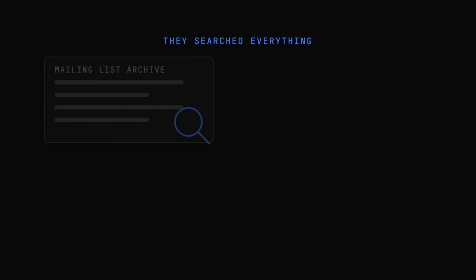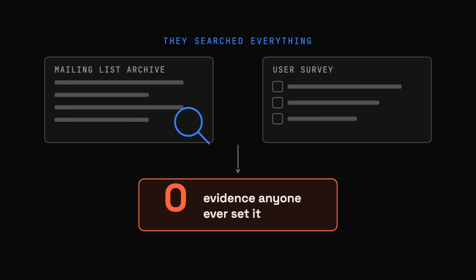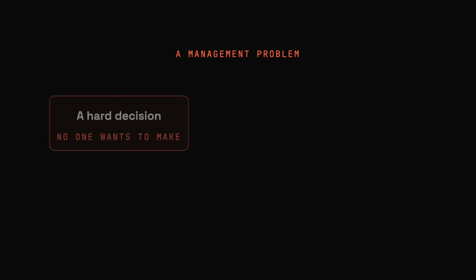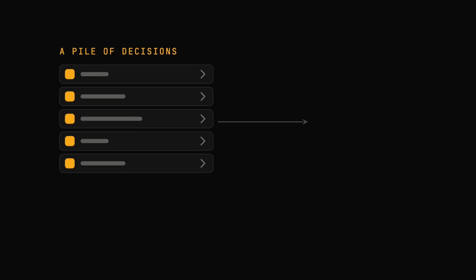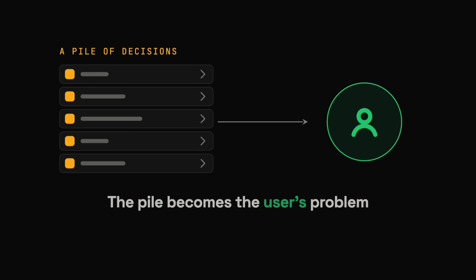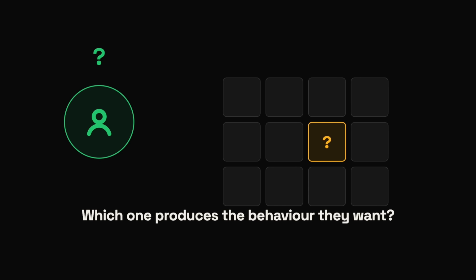After that, the researchers searched the entire mailing list archive and they surveyed users. What they found was that there was no evidence that anyone had ever set it. So basically, it's a kind of a management problem. If something becomes too hard to make a decision on, it becomes settings. But this pile of decisions that gets translated into settings, all these settings eventually, is what ends up as a challenge to users. Some people were unable to work out which parameter to set to give the behavior they wanted.